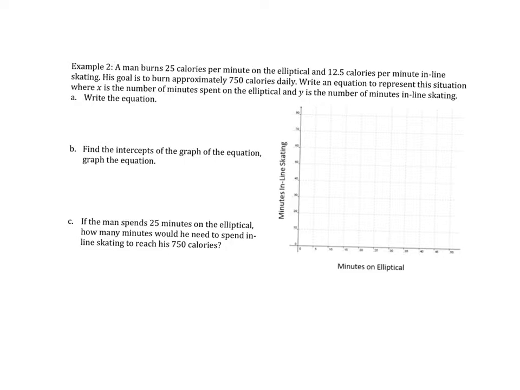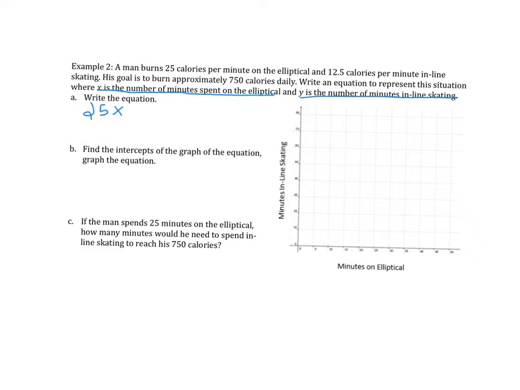Okay, so first we need to identify what our x and our y are going to be, and it tells us here, so let's underline that. x is the number of minutes spent on the elliptical, y is the number of minutes of in-line skating, and we're looking at burning 750 calories a day. And so we are going to take our x, our number of minutes, and multiply it by the number of calories being burned. On the elliptical, we're burning 25 calories per minute, so that means 25 times x. If you spent 3 minutes on the elliptical, you would burn 75 calories. If you spent 10 minutes, you'd burn 250. We just multiply 25 times the number of minutes.